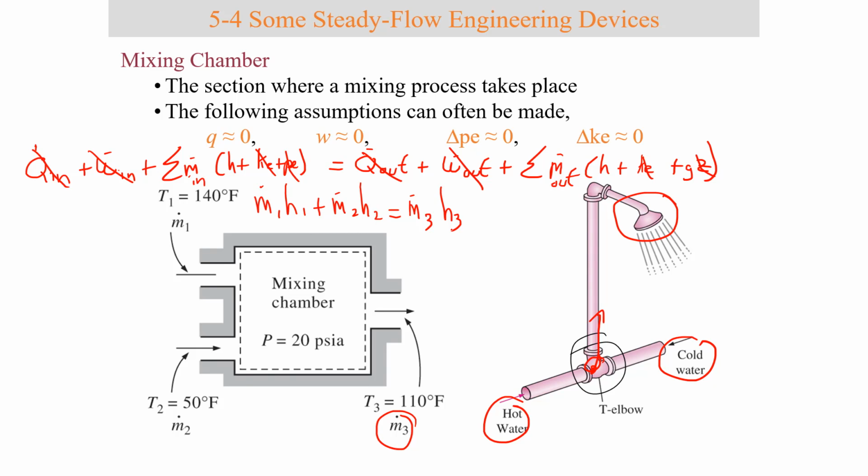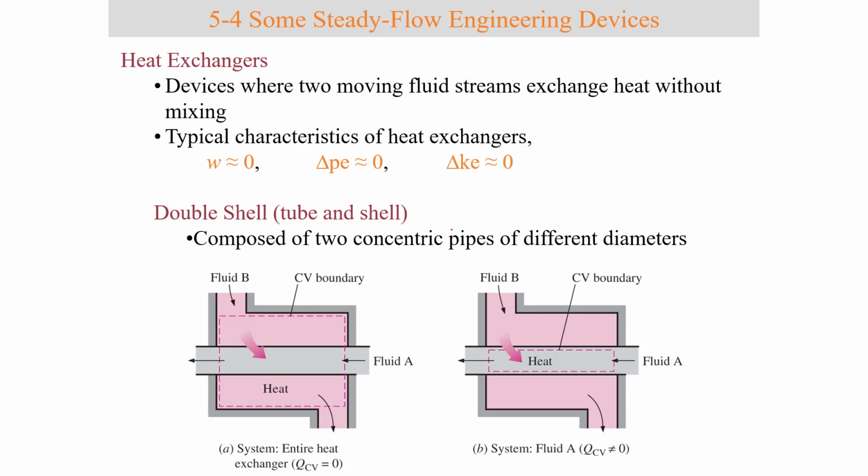Let's go ahead and try first law analysis now for a heat exchanger. What is a heat exchanger? A heat exchanger is a device where two moving fluid streams exchange heat without mixing. Right, let's look at this case of a double shell or tube and shell heat exchanger. I have one fluid entering and that fluid exiting, and another fluid entering and another fluid exiting.